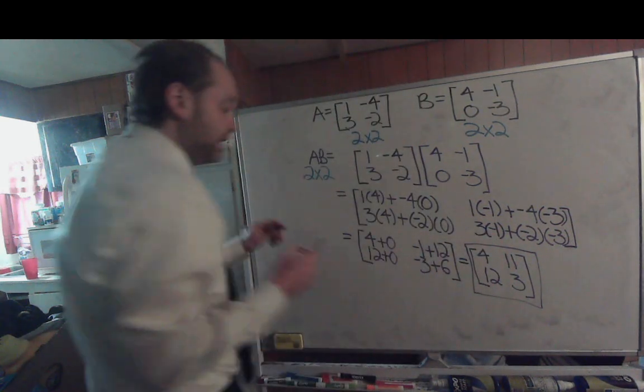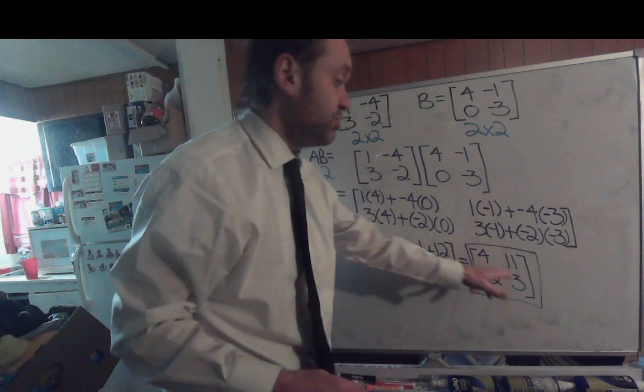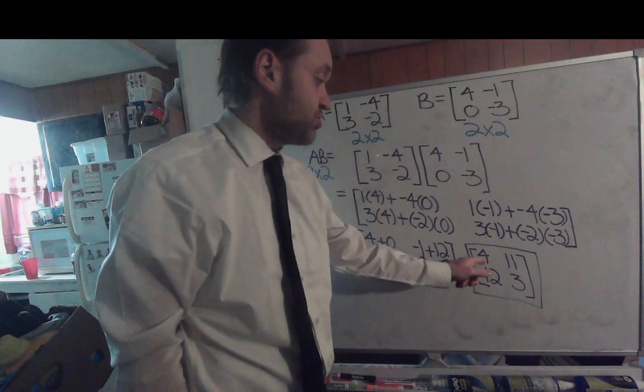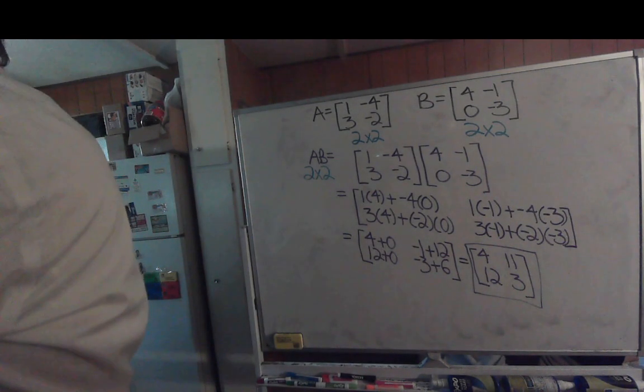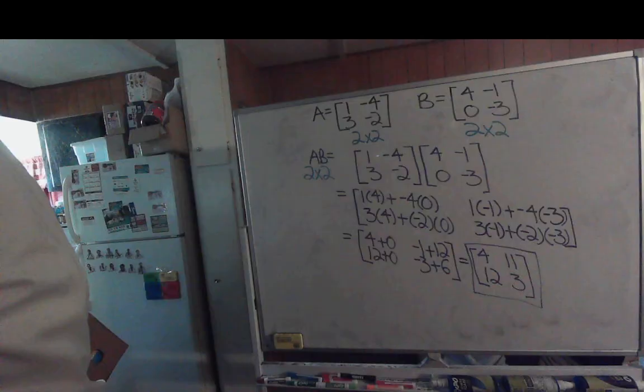That'll be your matrix AB. A times B is yet another 2 by 2 matrix. It's a square matrix with entries 4, 11, 12, and 3. That's exactly what you should get.